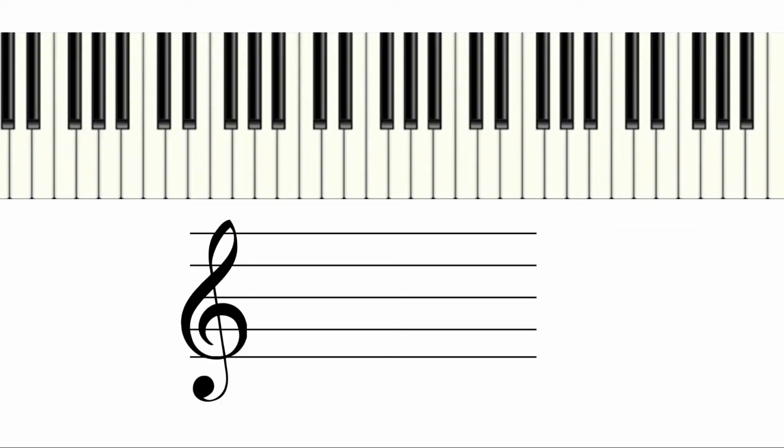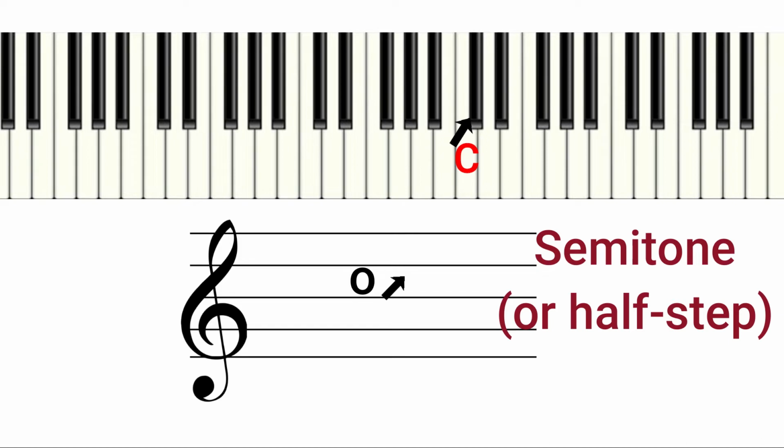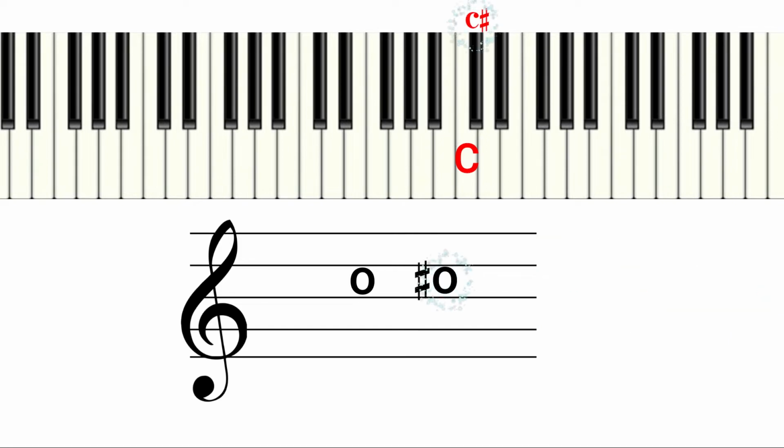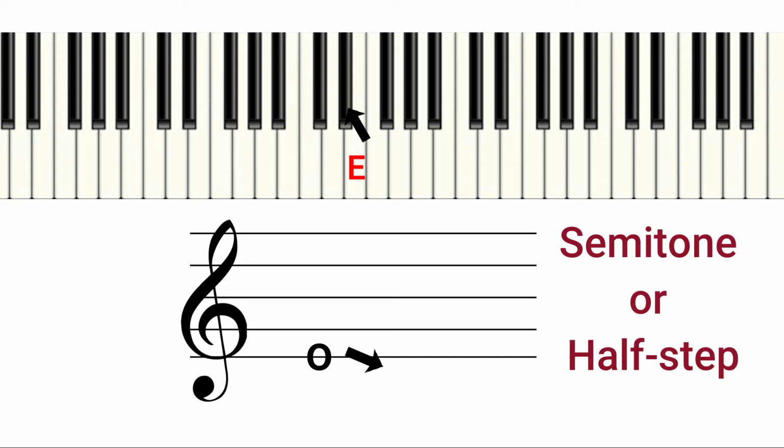Here we have our piano keyboard and our treble stave, and we can see a C note marked on both. If we raise that original C note by a semitone or half step, we go to a C sharp. If we start on an E note and we lower that original E note by a semitone or half step, we call that note an E flat.